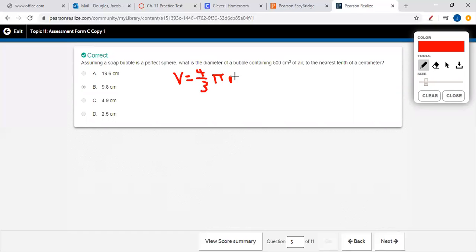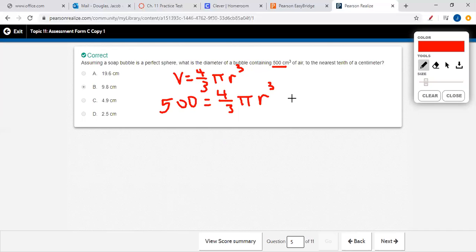So we're going to plug in what we know. The volume is 500 because the problem tells us that. So we're going to substitute that value in for V, and then we're going to work backwards, or deconstruct this, in order to solve for r. At this point, a couple things you can do. I would go ahead and get rid of the fraction first. If you multiply both sides by 3/4, that will get rid of the 4/3 on the right-hand side.